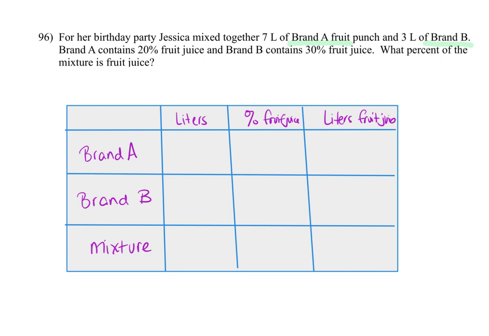So if I look, I'm going to read, she mixed 7 liters of brand A, 3 liters of brand B. All right, this first column always adds down. So 7 plus 3, I have 10 liters altogether. Brand A is 20% fruit juice, so that's 20% fruit juice. Brand B is 30% fruit juice.